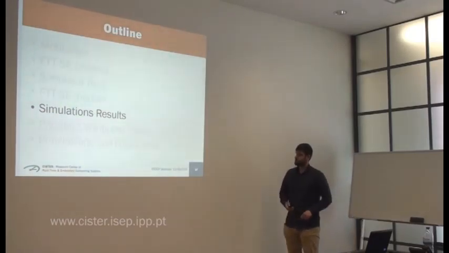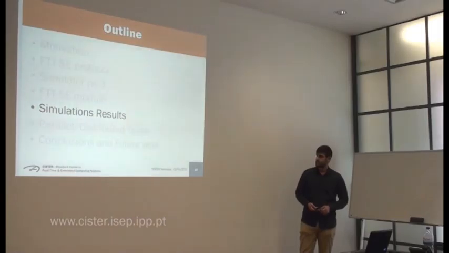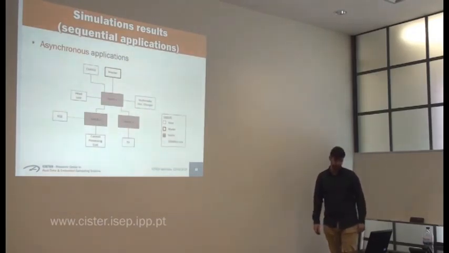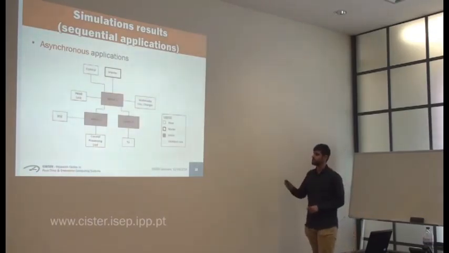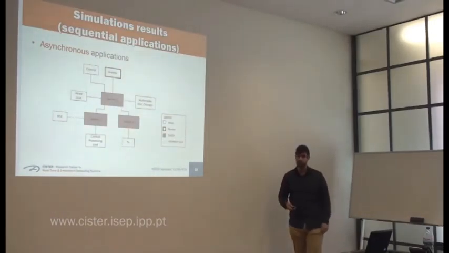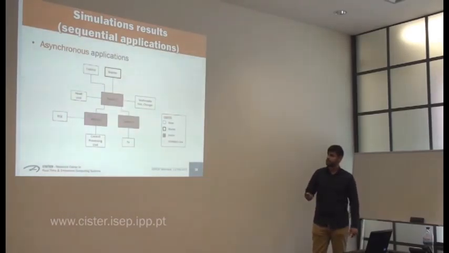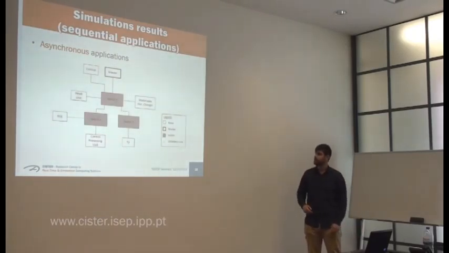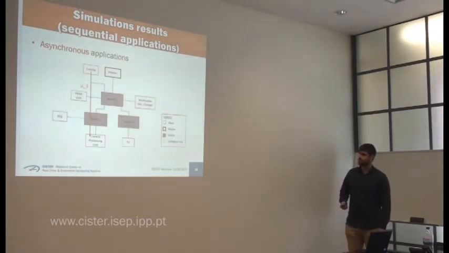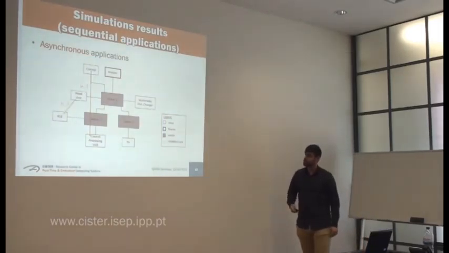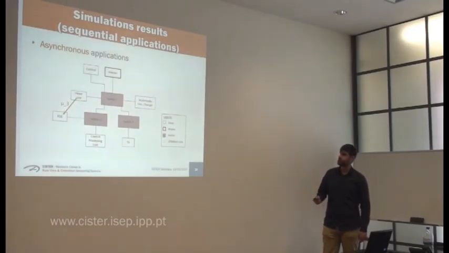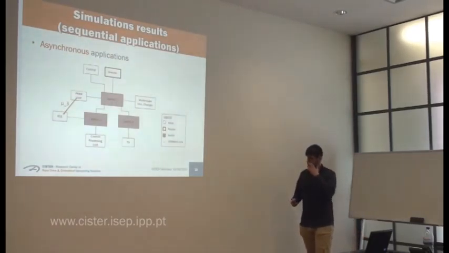I will talk about some simulations that were done with the implementation and analyze the results. In this example, we have a tree-based topology with several nodes and links with 100 megabits per second capacity. For these simulations, we used asynchronous applications. For example, we have application U1 that sends traffic from the control node to the control process unit. We have application U3 that sends traffic between the head unit node and the RSE node.